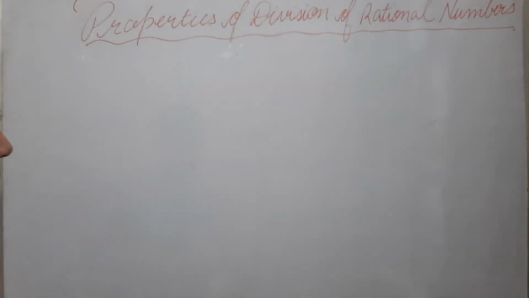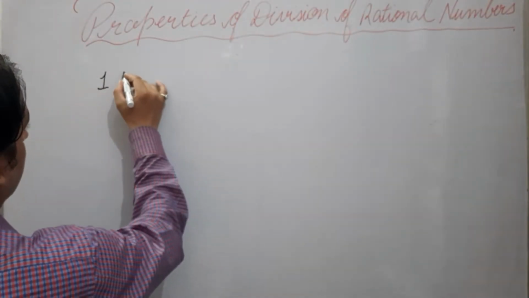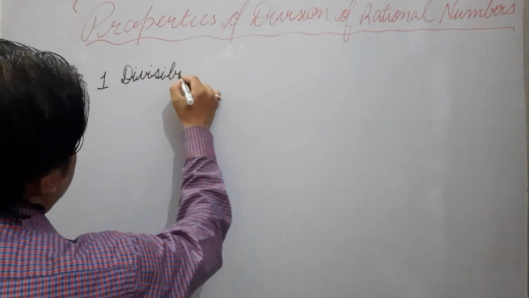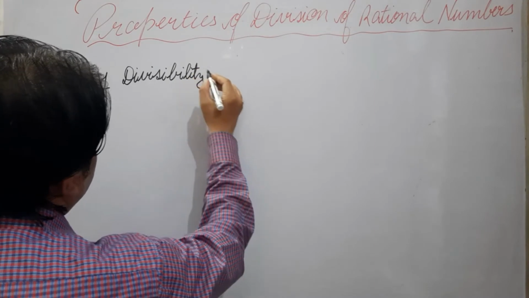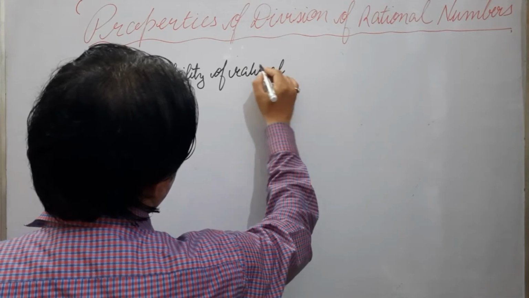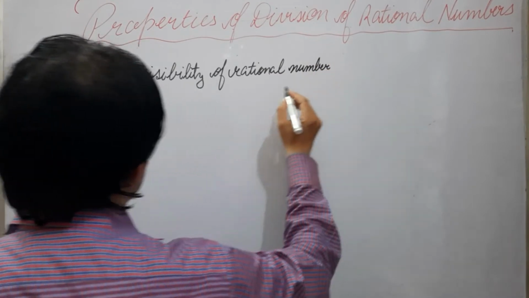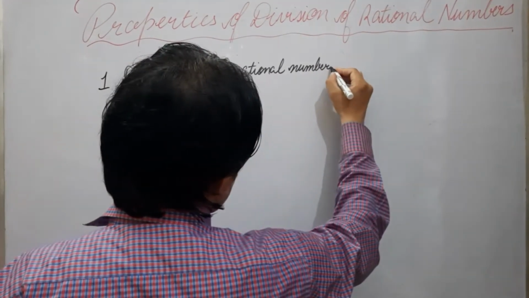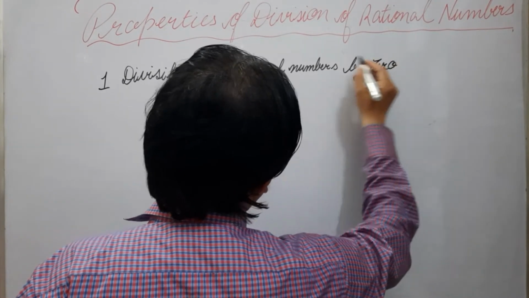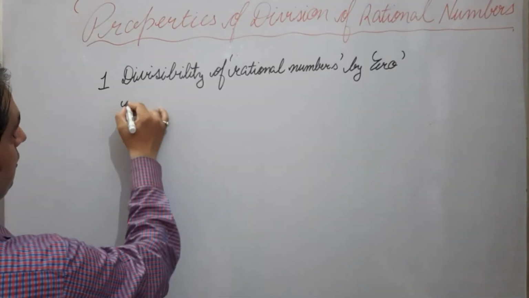Next, there are two things related to division. First is the divisibility of rational numbers. Divisibility of rational numbers by 0 is not defined.